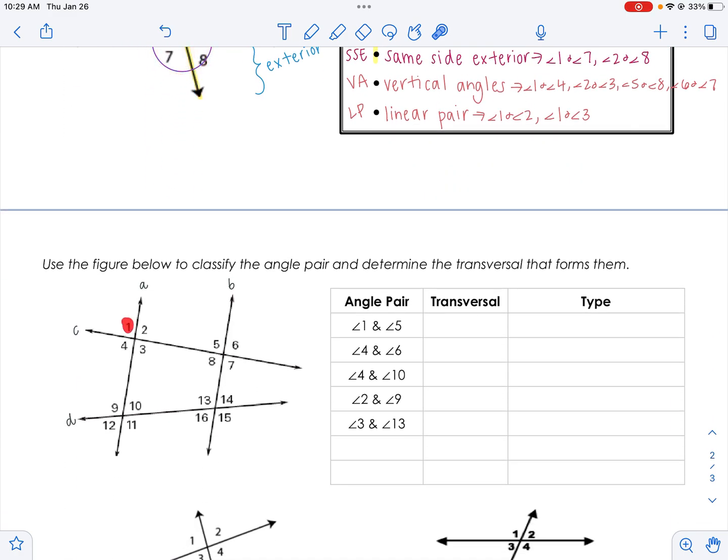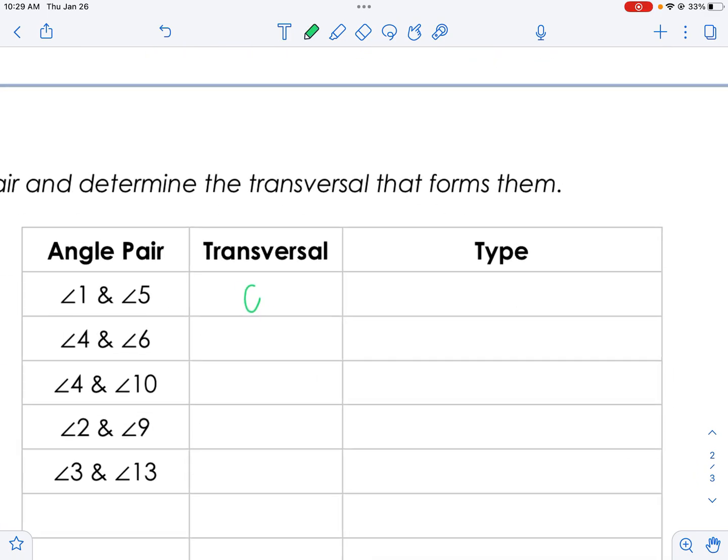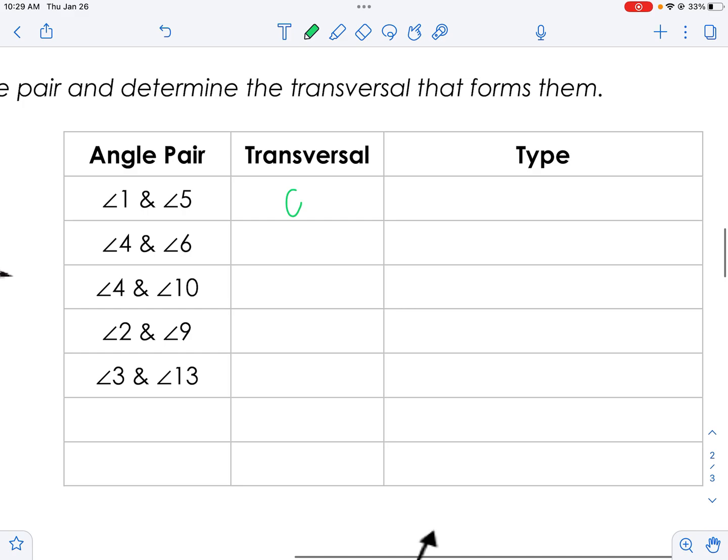So if I'm talking about angle 1 and angle 5, ask yourself, what's the transversal? What's the toothpick that holds it all together? It's not A, it's not B, but if I'm talking about 1 and 5, line C would be the transversal. It's touching both angles, it's holding it all together. And then if I asked you, well, what type of angles are 1 and 5? Well, if line C is my transversal, there's one set, there's the second set. Notice that 1 and 5 are both in the top left, so that would be corresponding.